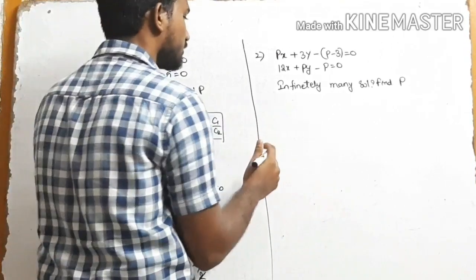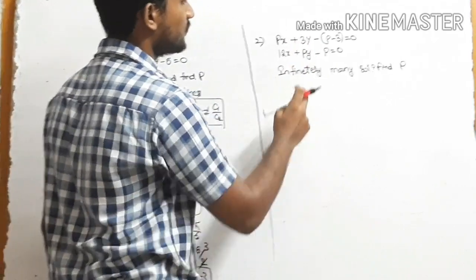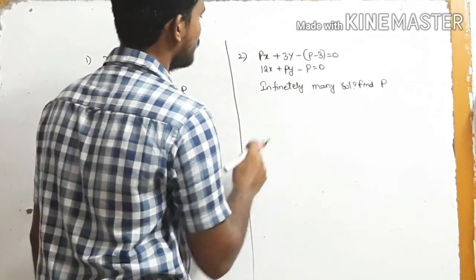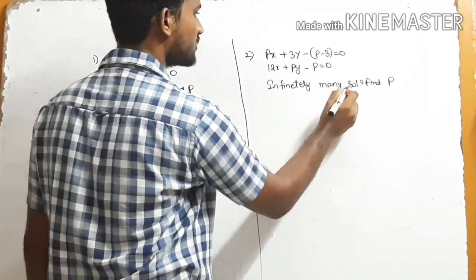Then next question, if they give like this: px plus 3y minus (p minus 3) equals 0, 12x plus py minus p equals 0, infinitely many solutions.